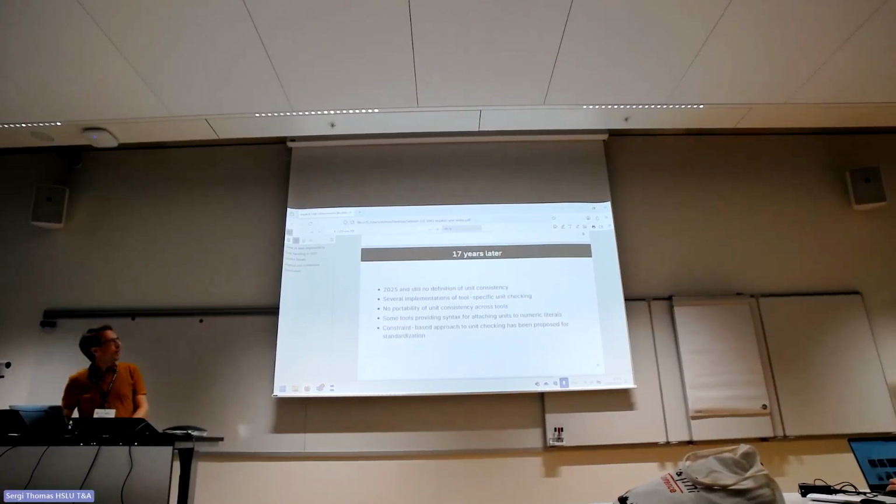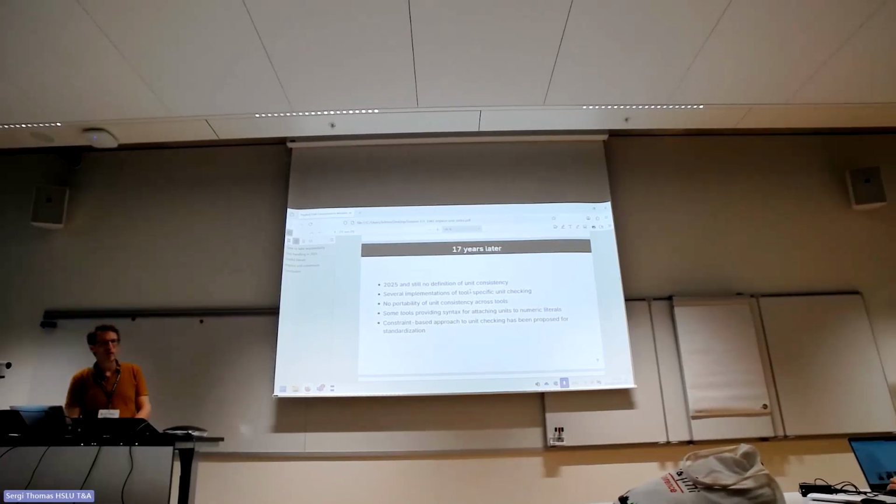Then if we move to today, there's still no standard for what it means for a Modelica model to be unit consistent. But we do have several tools implementing unit checking. But of course, all the tools do it their own specific way. So there's no real portability of unit consistency between tools.